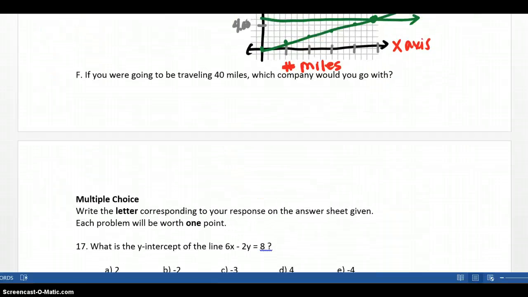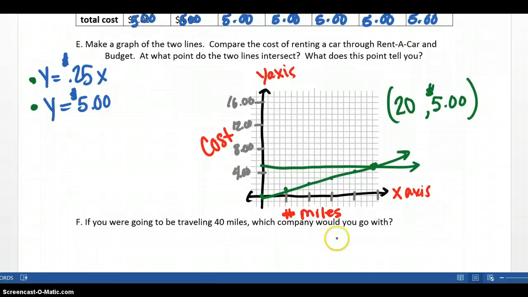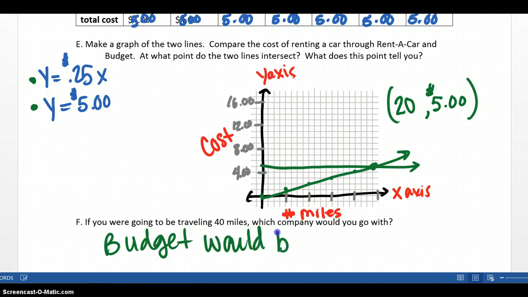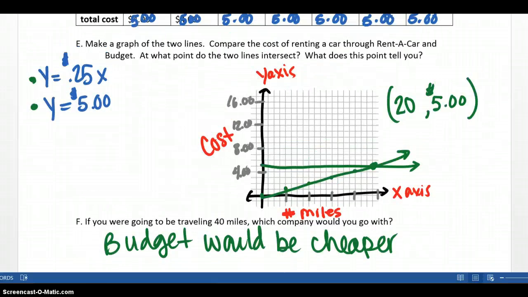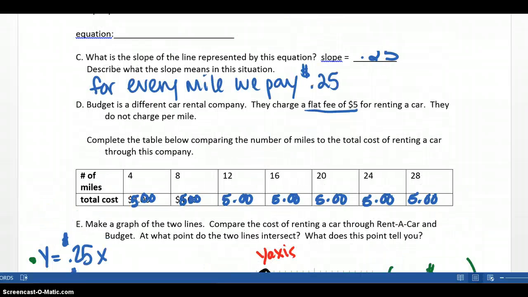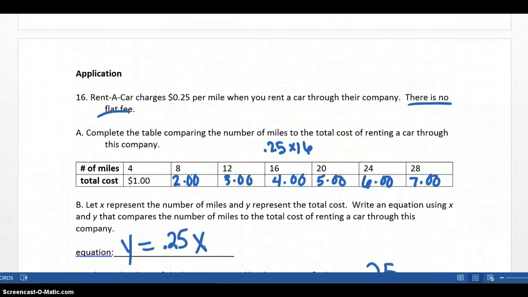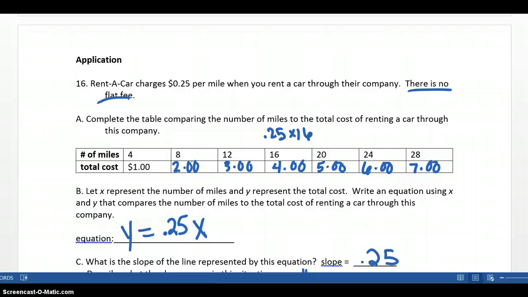Okay? So if you're going to be traveling 40 miles, which company would you go with? I would go with the budget because it would be cheaper. So the next portion is multiple choice, so we're going to end our video with number 16, and then let me know if you have any questions.